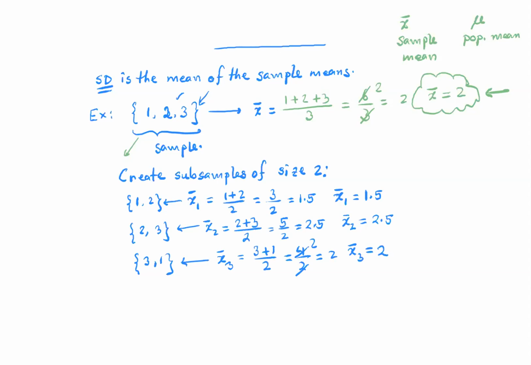So keep in mind, from this sample, all the subsamples that you can create of size 2 are this one, this one, and this one. That's all you can do. And for each of these subsamples, there is a mean, okay? So for the first one, mean is X1 bar. For the second one, mean is X2 bar. For the third one, mean is X3 bar, okay? So these are all averages, right? Or means.